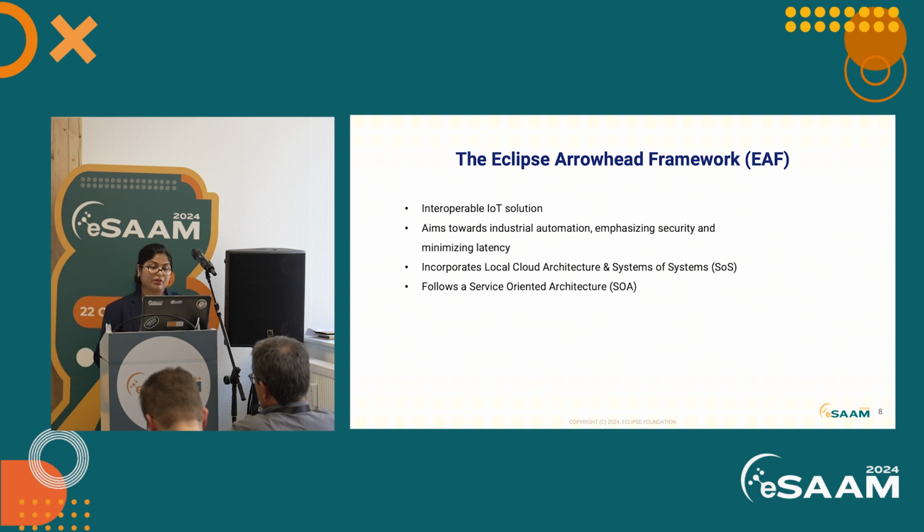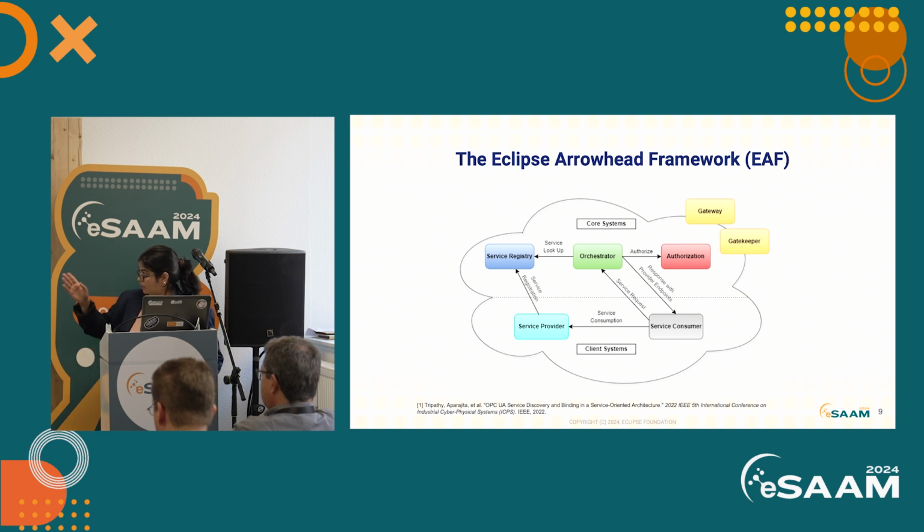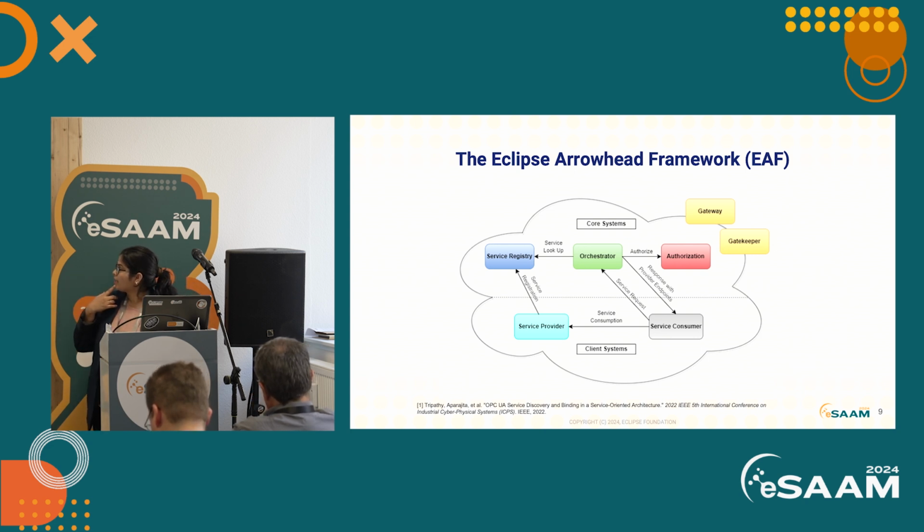The Eclipse Arrowhead framework also follows the service-oriented architecture, where the resource capabilities are exposed as services. So any authorized consumer system can consume these capabilities through the Arrowhead service exchange process. Here is a graphical representation of how the Eclipse Arrowhead framework works. In the core, it has three mandatory core systems: a service registry for keeping track of the available services. There is the orchestrator to facilitate the communication between the service provider and consumer. And we have the authorization system to provide authentication between systems and to provide authorization for a particular service exchange.